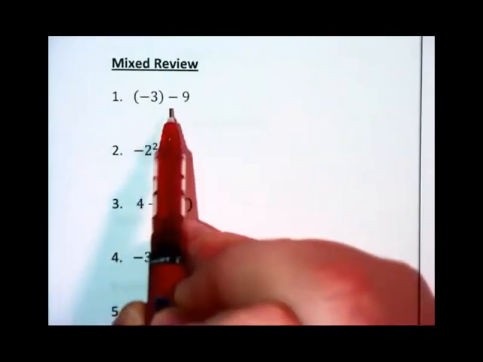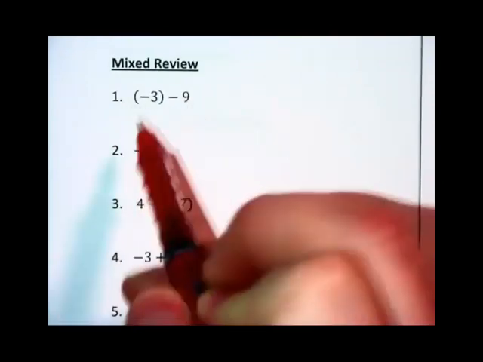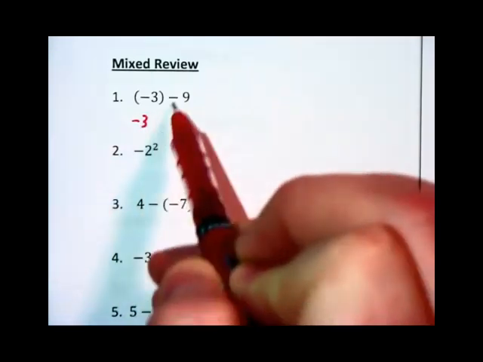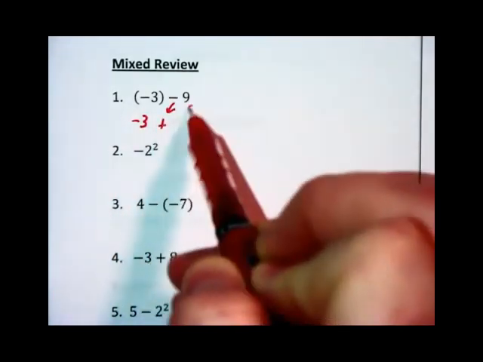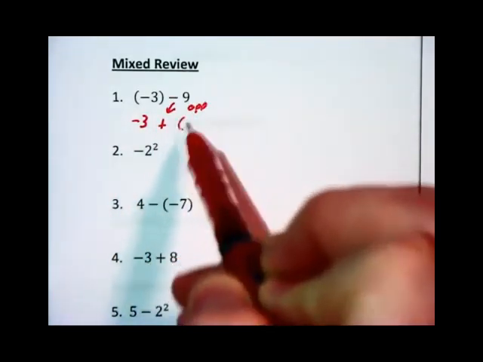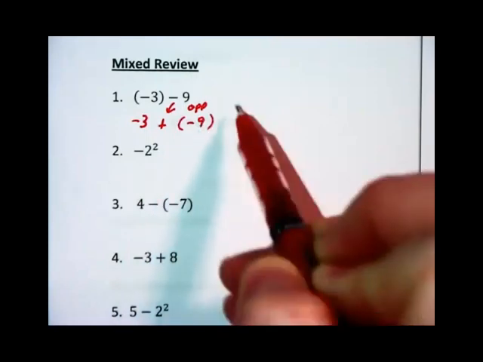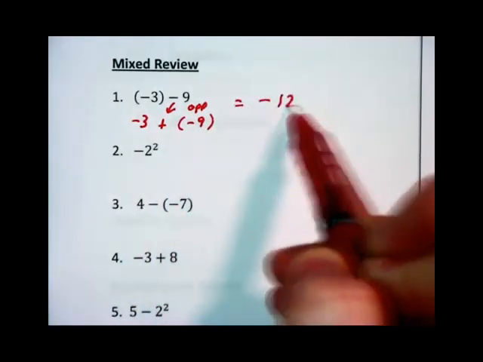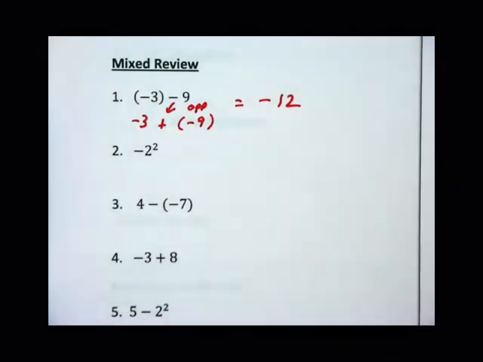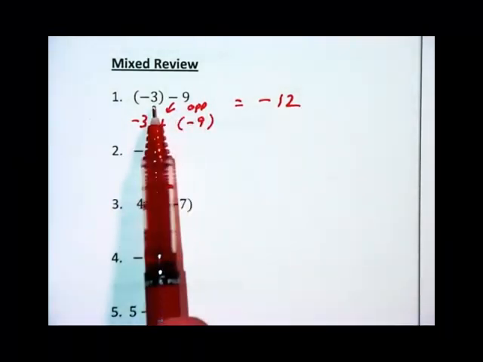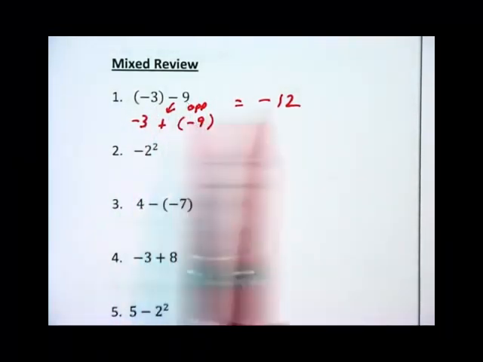Negative minus another negative. If you think of that as negative 3, turn that into addition of the opposite. You have negative 3 plus negative 9. That makes negative 12. Personally, I would have thought of that in terms of money. I'm $3 in the hole. Take $9 more away. I'm now $12 in the hole.